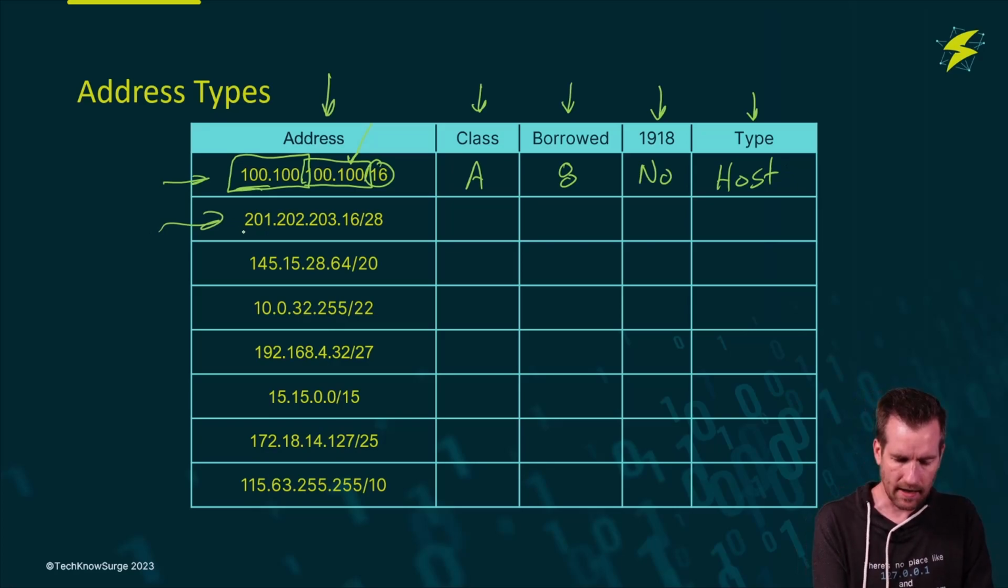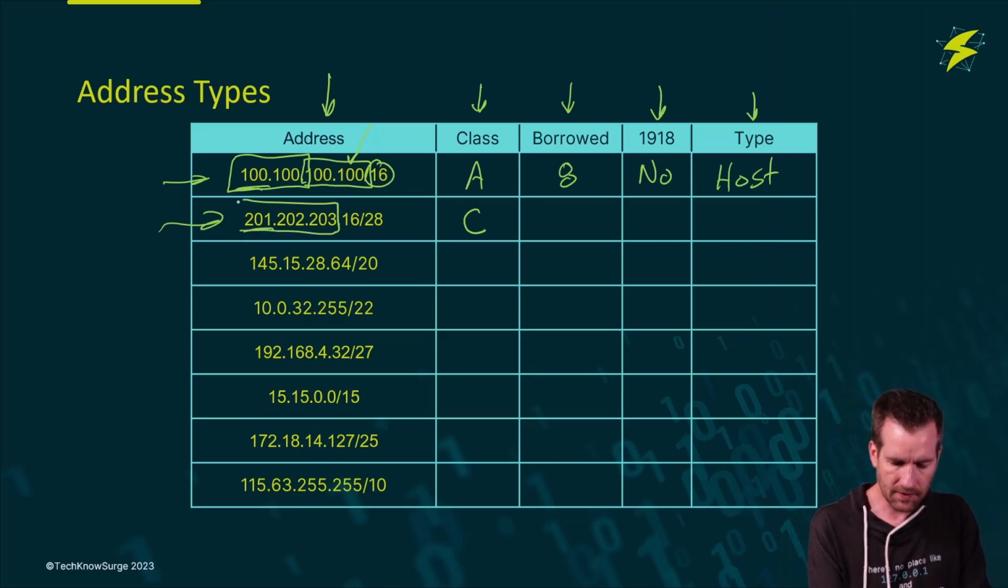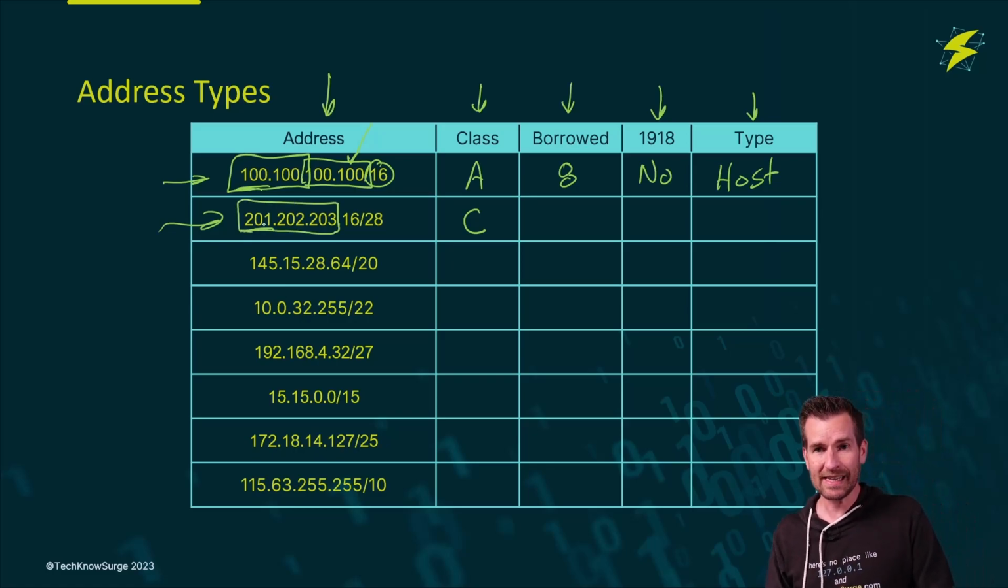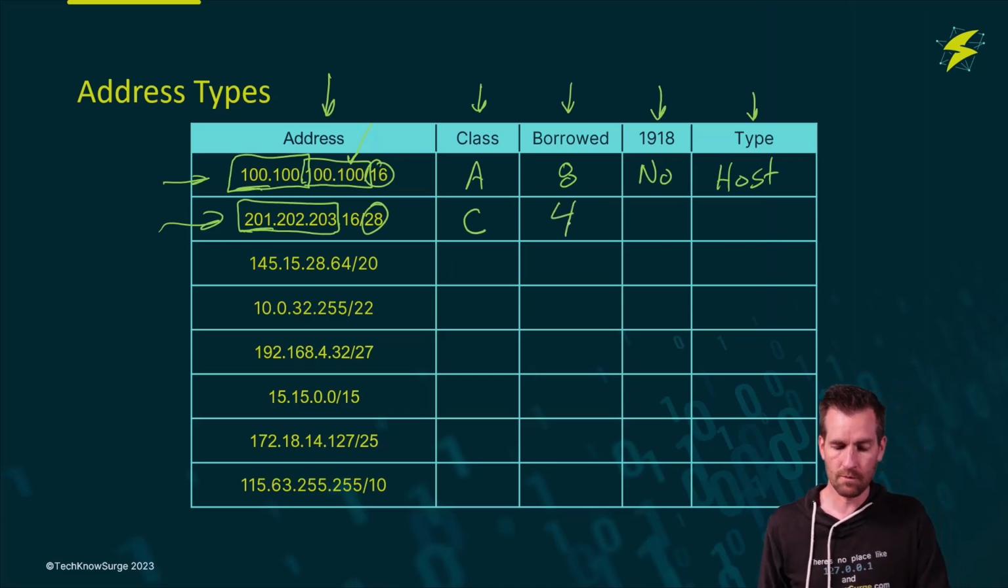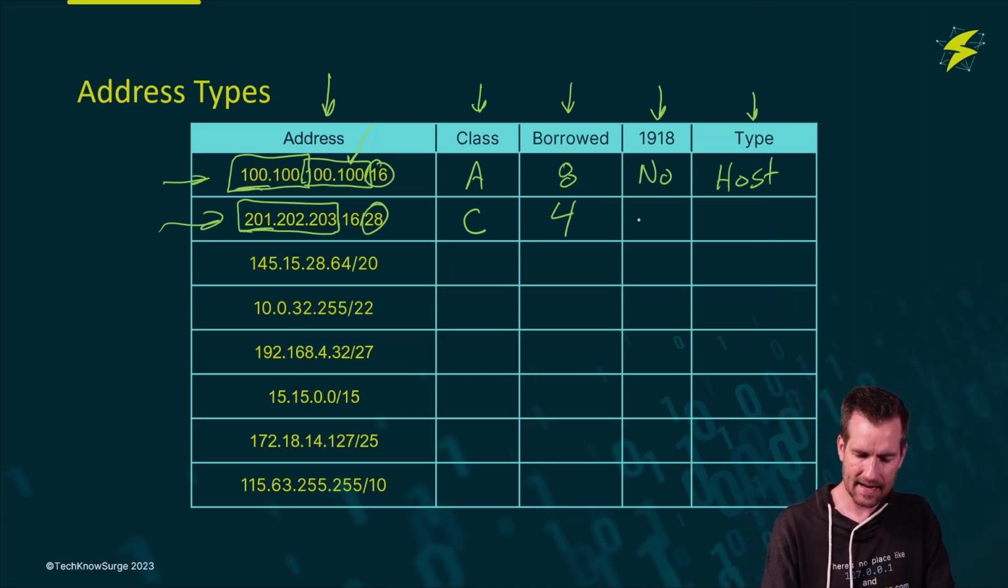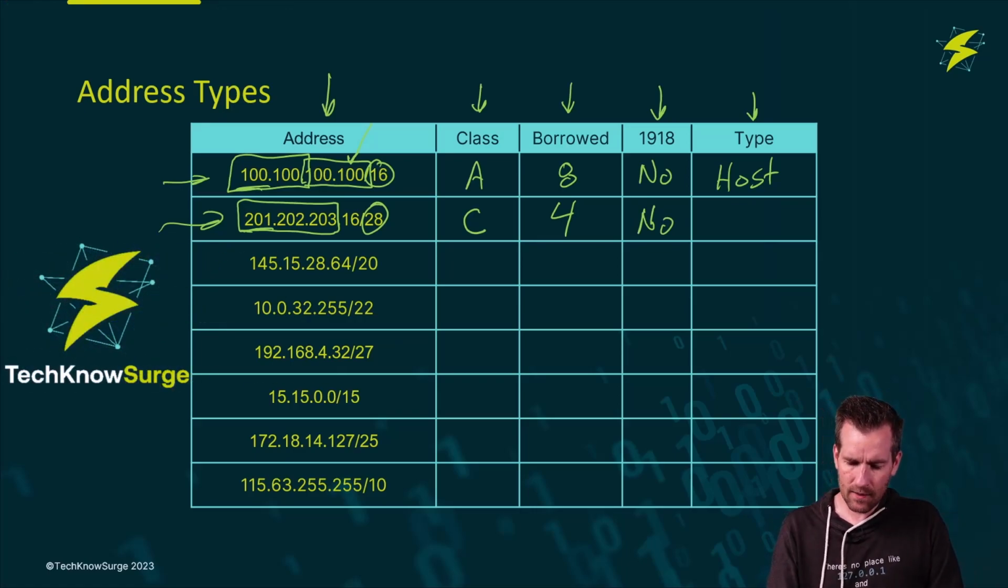In this next one, it's a 201, so that is a class C. That means by default the first 3 octets, or the first 24 bits, is the network portion, but it specifies /28, so we've borrowed 4 bits. Is it a 1918? No, this is not a private address. All right, and now what type it is.